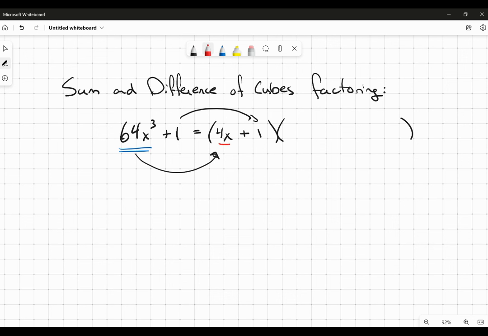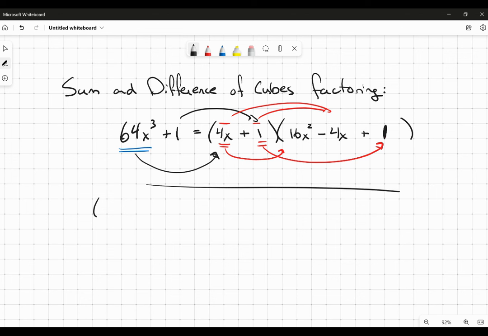The first term right here gets squared, and so this becomes 16x squared. Then we change the sign. So instead of addition there, it becomes subtraction. And then we take the two terms and multiply them together for the second term. So 1 times 4x is just going to be 4x. And then at the end here, we add the second term squared, which is just 1. And there we go. So we had 4x plus 1 multiplied by 16x squared minus 4x plus 1.